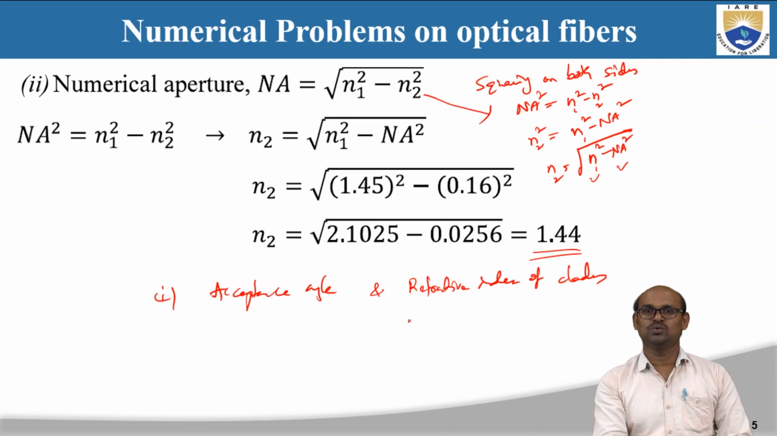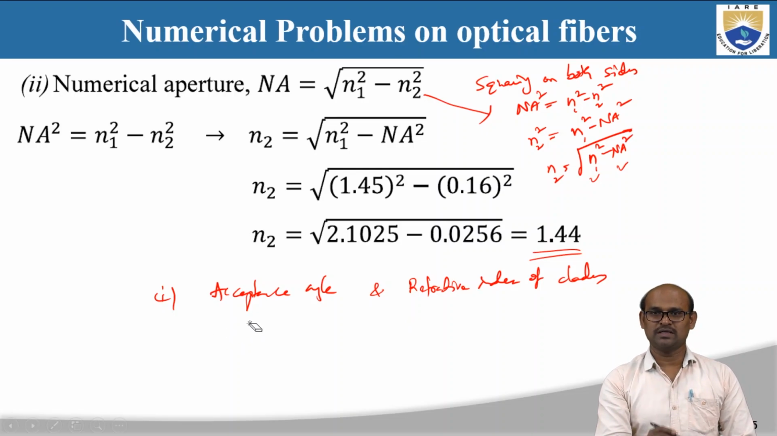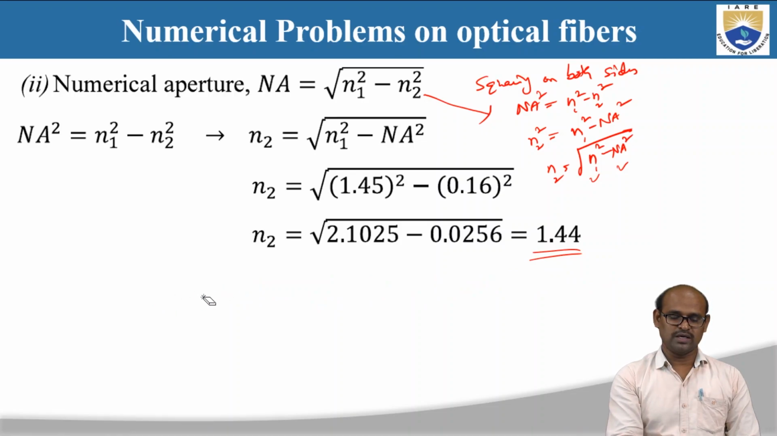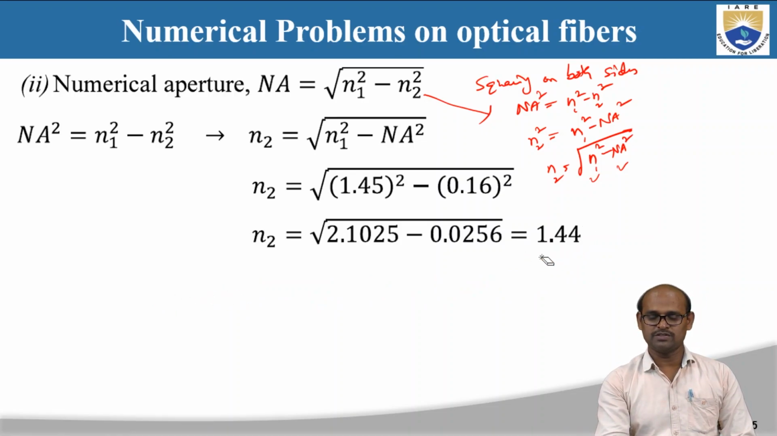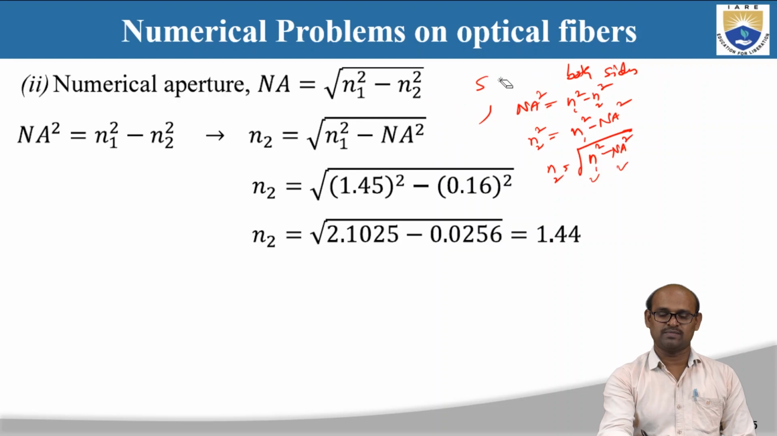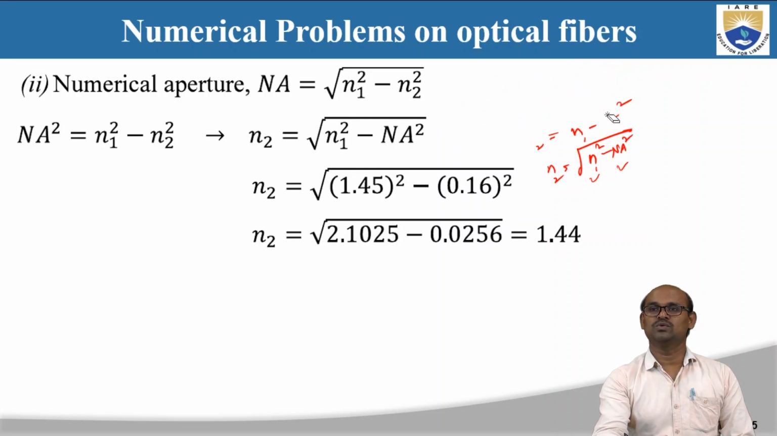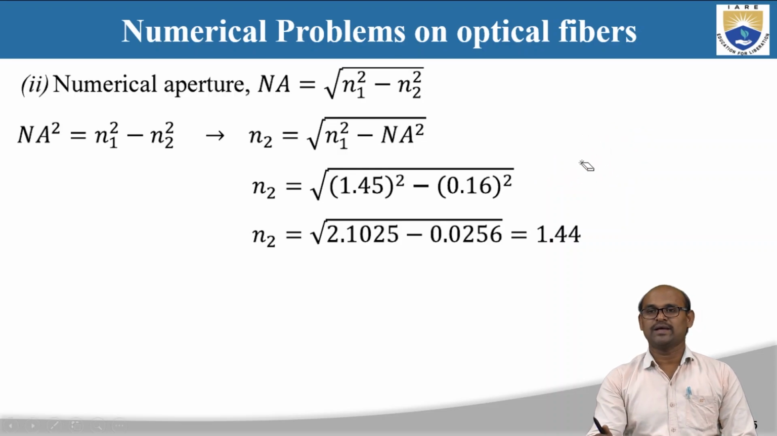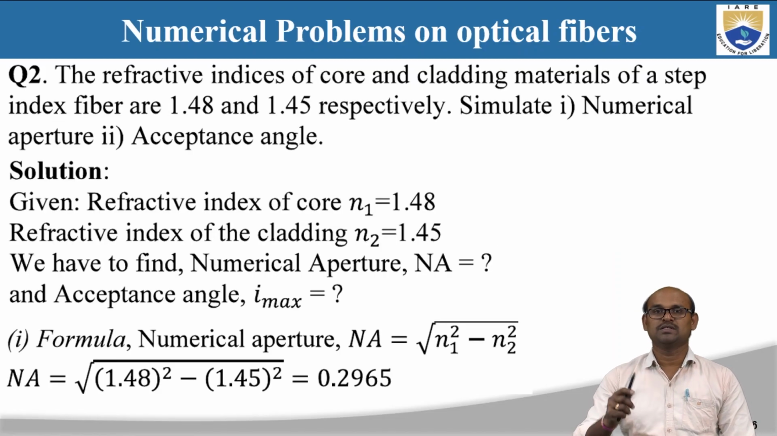Okay. So this is what we have done. We have calculated the acceptance angle and refractive index of the cladding using the inputs of numerical aperture and refractive index of the core. So let us go to the next problem. All these equations, the numerical aperture equation and the acceptance angle equation, we have derived in the earlier presentation. So you can go back and look at the presentations for the derivations.